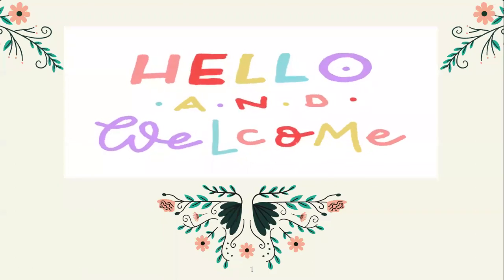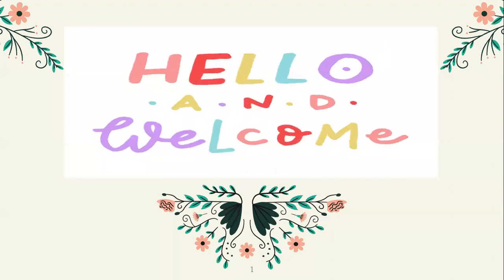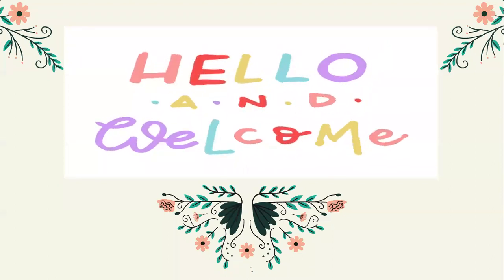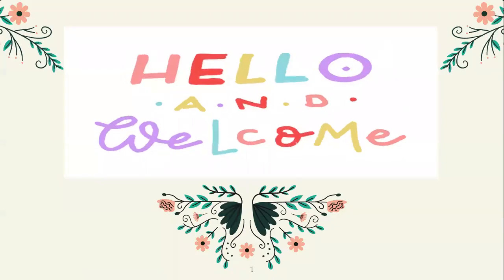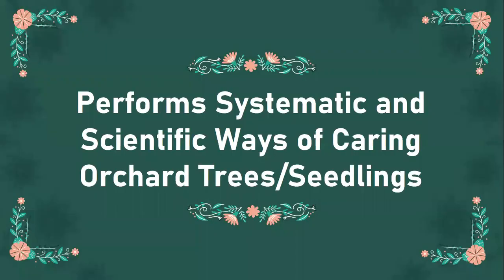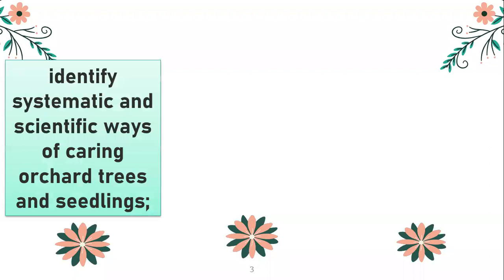Hello and welcome. This is our video lesson presentation in EPP 6. Our topic: perform systematic and scientific ways of caring orchard trees or seedlings. And we have our lesson objectives.